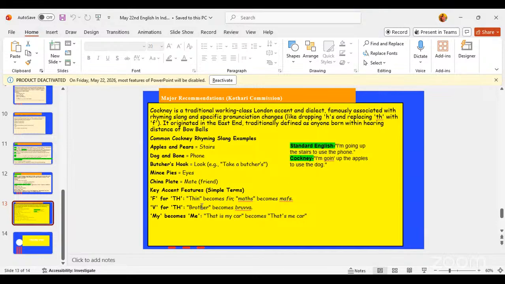Example: F and TH, thin becomes fin, math becomes maths, and V for TH, brother becomes bruvver, and my becomes me, so that's my car becomes that's me car. And then standard English: I'm going up the stairs to use the phone. Cockney English: I'm going up apples to use the dog.